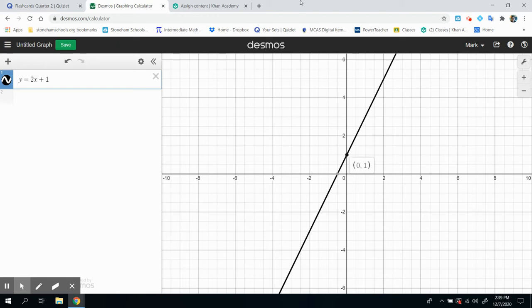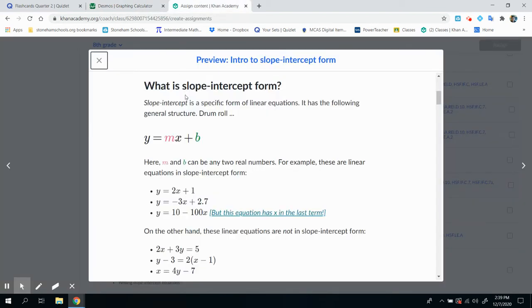All right. So what is slope-intercept form? Slope-intercept is a specific form of a linear equation. It's a fancy way of saying an equation for the graph of a line. So it's y equals mx plus b. They're just saying m and b are two real numbers. Here are some examples. They could even switch up the order on you and have the x come at the end.